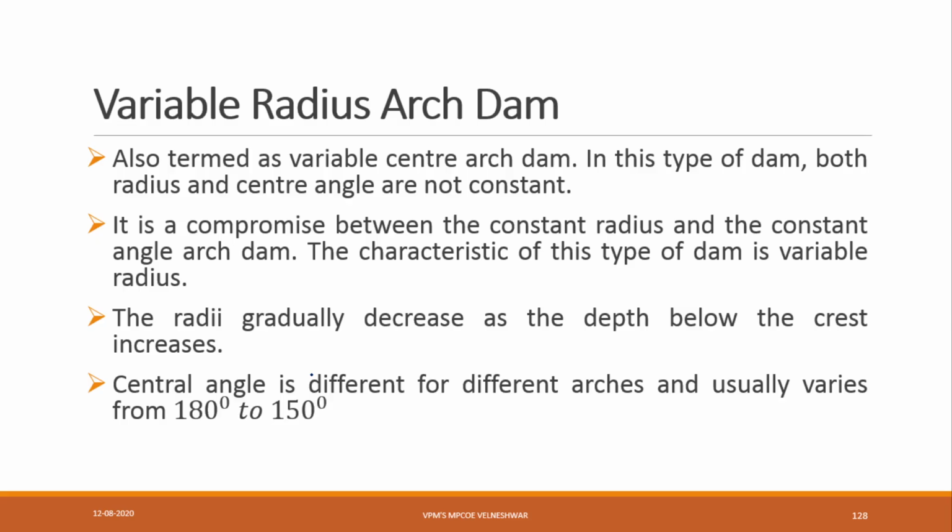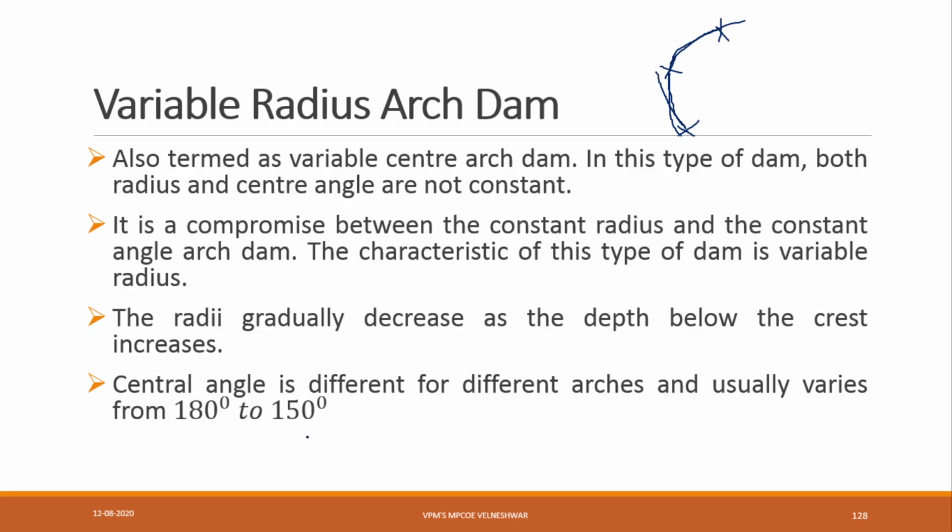For suppose this is our arch dam. Here the radius will be different, here the radius will be different, here the radius will be different. This type of dam we can say as variable radius arch dam or variable center arch dam. The radius gradually decreases as depth below the crest increases. If I am starting from the center and going down, the radius will be decreased. But if I am starting from here and going in the upward direction, the radius will be increased.